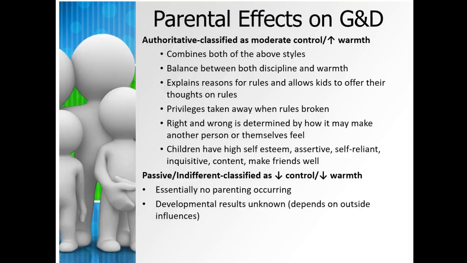Authoritative, moderate control and high warmth. So that's, in other words, the ideal, right? It's got both of the above styles. So we've got a lot of warmth, but we also have some rules. And if those rules get broken, then we're going to have some sort of discipline. The more you follow rules, the more benefits you get, right? You don't follow rules, then those privileges or benefits are going to be taken away. So the children are going to have high self-esteem, be assertive, and self-reliant.